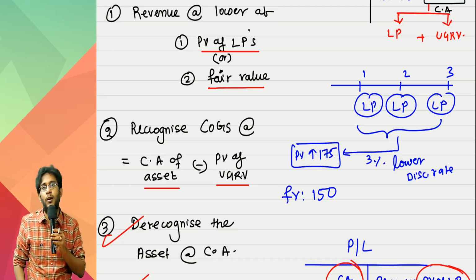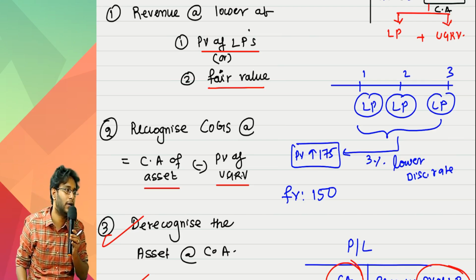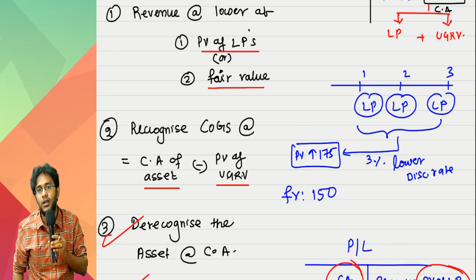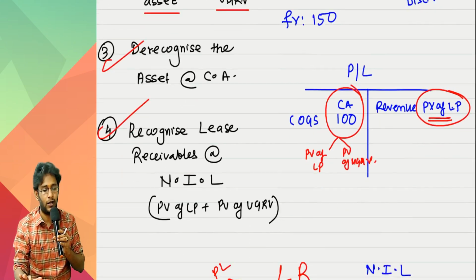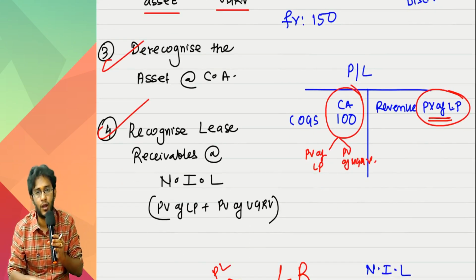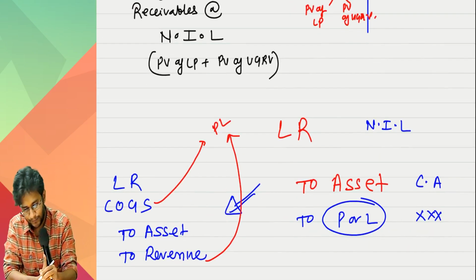Instead of booking the entire carrying amount of the asset as a cost to your P&L account, you book the carrying amount of the asset minus the present value of UGRV, because the UGRV benefit is not correspondingly recorded on the credit side of your P&L account. That's the reason. Let's do a question on this so that you'll have more comfort after that.